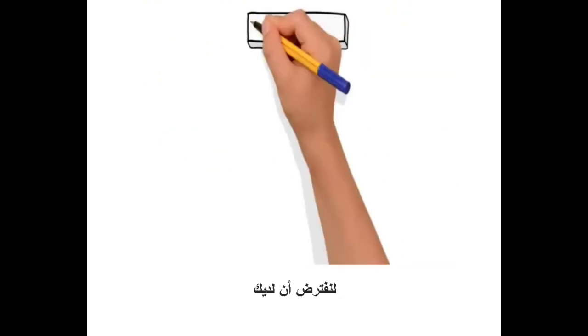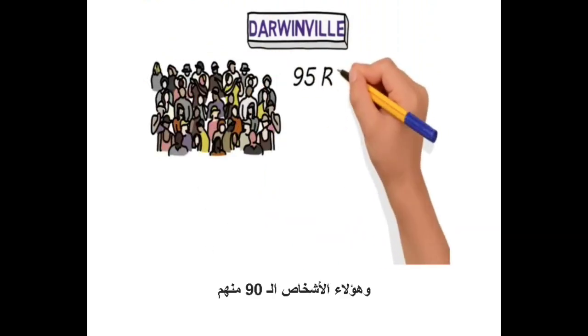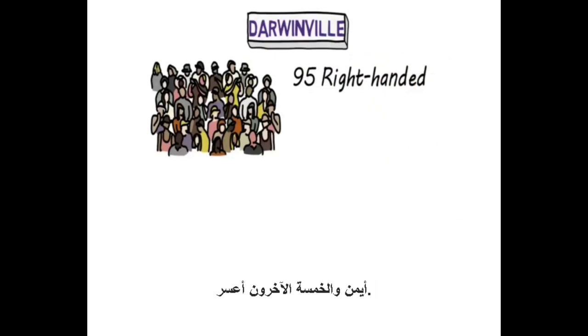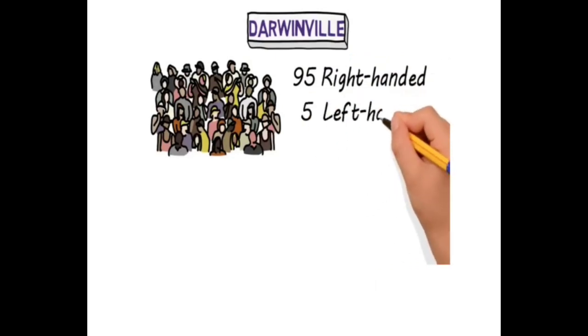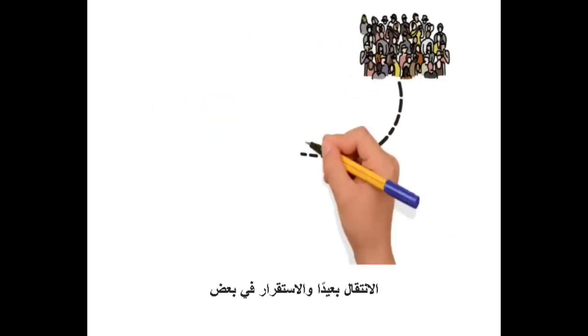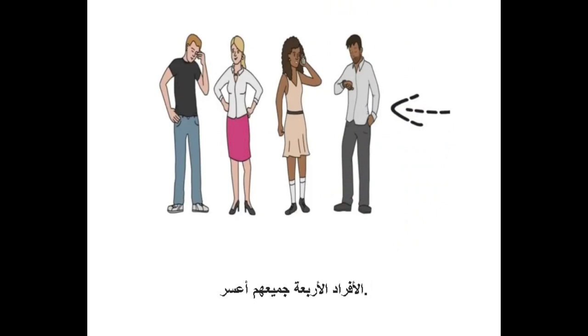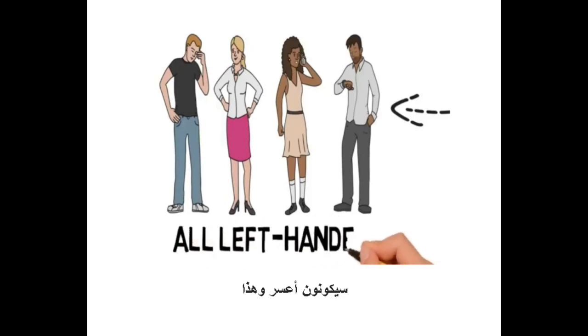Let's say that you have a town, call it Darwinville, and you have 100 people that live in this town. Of those 100 people, 95 of them are right-handed, and the other 5 are left-handed. Let's say a small group of about 4 people from Darwinville decide to move away and settle some new uninhabited land. And let's say these 4 individuals happen to all be left-handed. Their gene pool is now drastically different from the group they left because all their descendants will be left-handed.